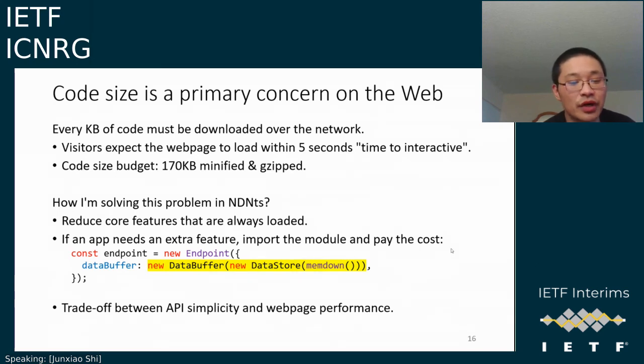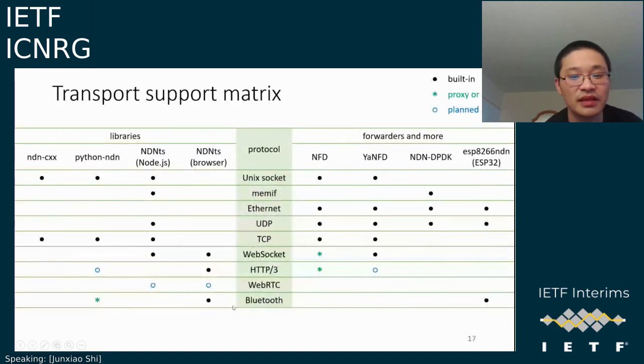what I can do is try to reduce the core features that are always included in the compiled code. If an application needs extra features, they need to import the module and pay the overhead. For example, the data buffer feature I mentioned earlier: its implementation so far is quite complicated and has a lot of code. Therefore, by default, it's not there. But if you want it, you have to import that data buffer module and write this code. It's a little bit of boilerplate that is not really desirable, but it's a trade-off between API simplicity and web page performance. And NDNTS supports a lot of transports under that endpoint layer.